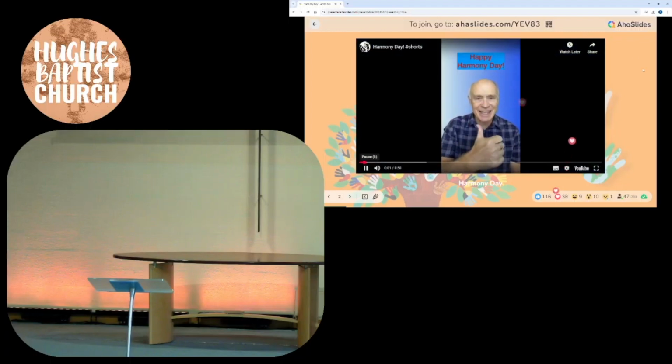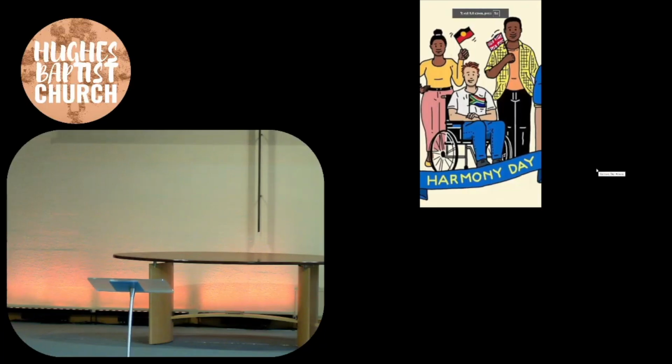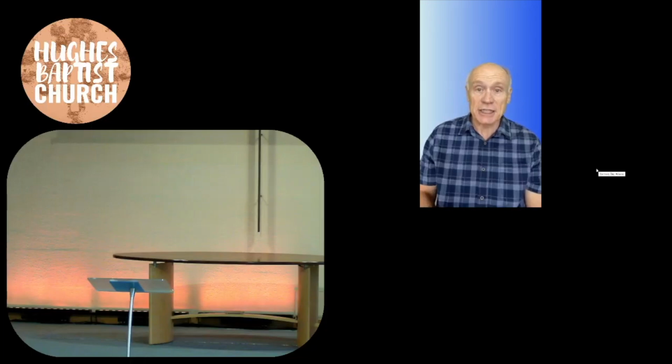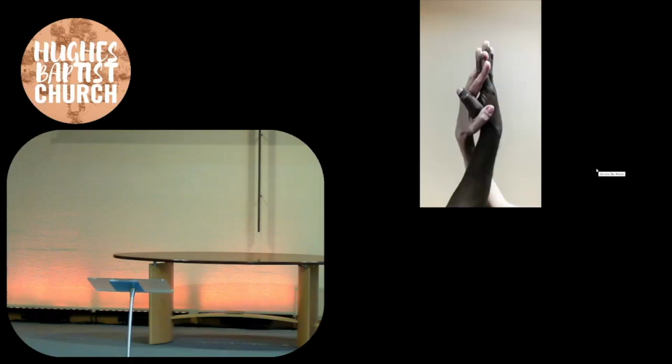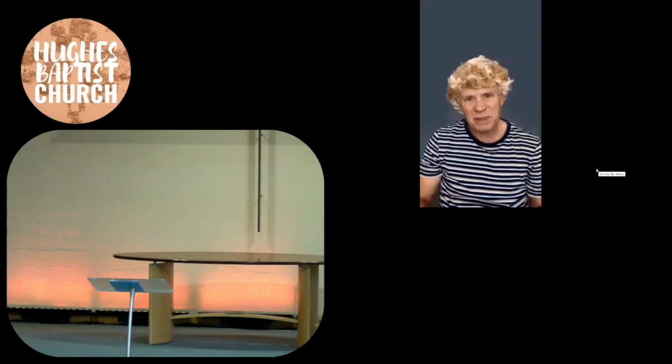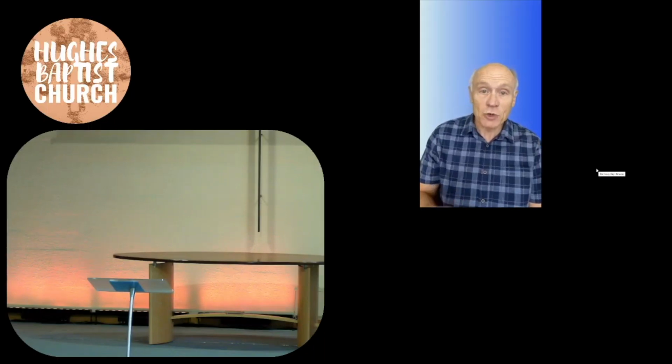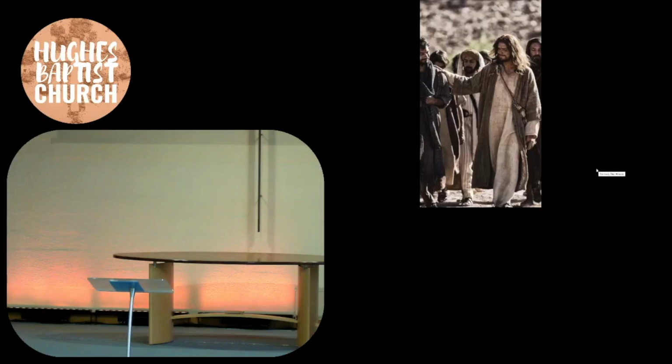Happy Harmony Day. What's Harmony Day? Australia's Harmony Day celebrates the country's cultural diversity. It coincides with the United Nations International Day for the Elimination of Racial Discrimination. But isn't Christianity a white man's religion? Did you know that the typical Christian today is a woman of colour? Did you know that the country where Christianity is growing the fastest is in China? Did you know that Jesus' last words to his disciples was to go and make disciples of all nations?